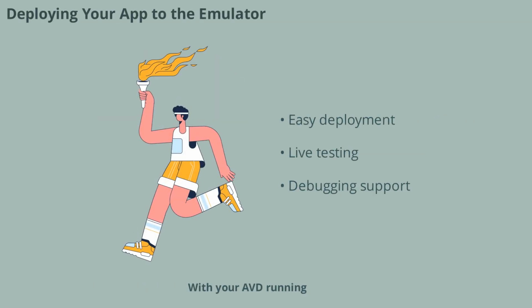With your AVD running, select it as the target device in Android Studio and click the Run button. Your app will compile, install, and launch in the emulator. Watch as your Compose UI appears, ready for interaction and testing.